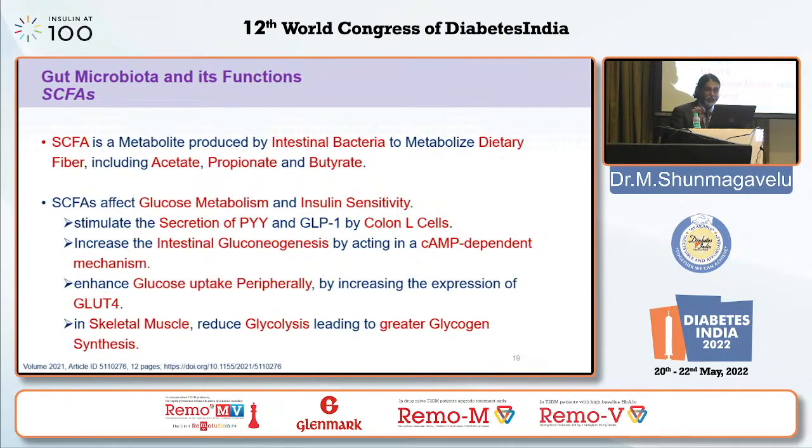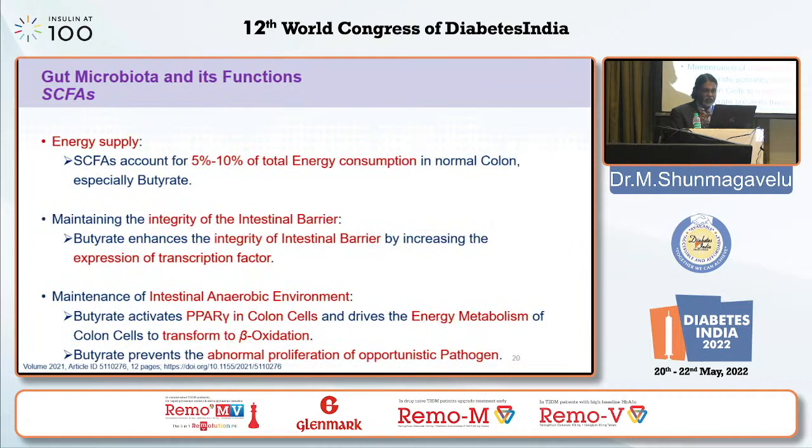Short chain fatty acids affect glucose metabolism and insulin sensitivity by stimulating the secretion of peptide YY as well as glucagon-like peptide 1, and increase intestinal gluconeogenesis. They enhance glucose uptake peripherally by increasing the expression of glucose transporter 4, and in skeletal muscles, they reduce glycolysis, leading to greater glycogen synthesis. Next is energy supply. It accounts for nearly 5 to 10% of total energy consumption in the normal colon, especially butyrate.